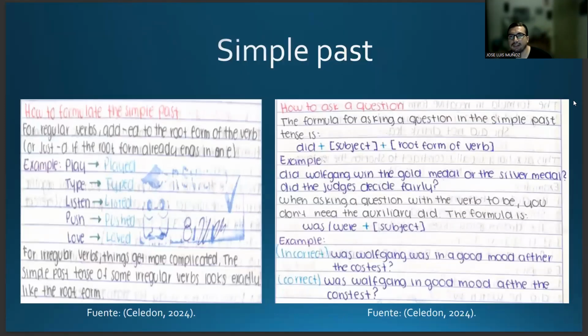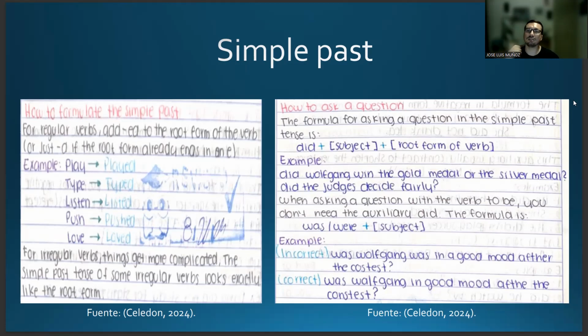That's better. Then we have the simple past. How to formulate the simple past. For regular verbs, add ed to the root form of the verb, or just d if the root form already ends in an e. Example: play, played; type, typed; listen, listened; push, pushed; love, loved. For irregular verbs, things get more complicated. The simple past tense of some irregular verbs looks exactly like the root form.